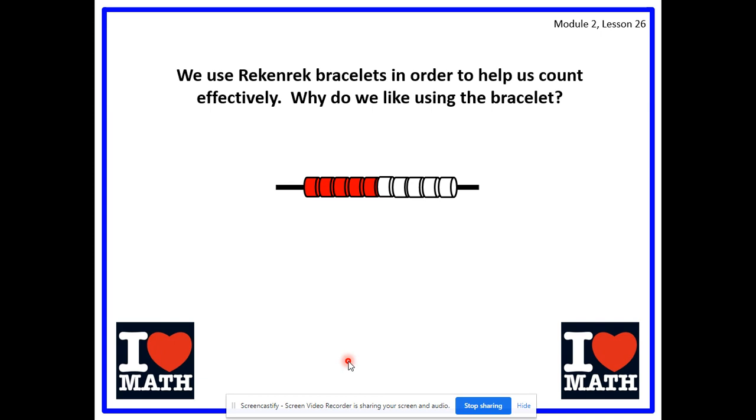When I pick up this one bracelet, I know that I have 10 beads all together. I can call this one group of 10. Listen to this. We call this 1 ten. What do we call this? Get ready. Yes, and we call this 1 ten because it's only one group of 10. So there's 10 beads, but it's only one group.